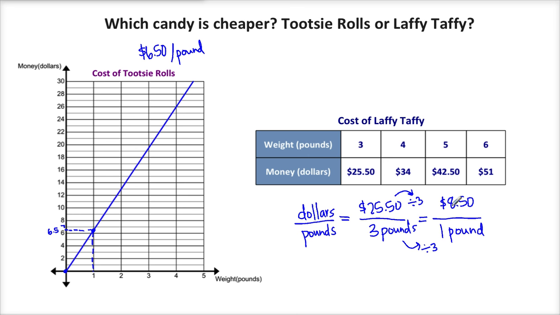So that means Laffy Taffy costs $8.50 per pound. So which candy is cheaper? The Tootsie Rolls, because they cost less per pound. So that's an example of how we compare the unit rate from a graph to the unit rate from a table.